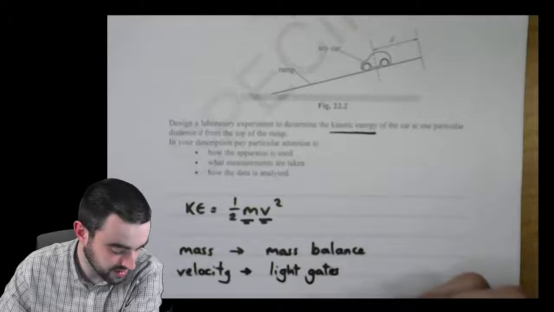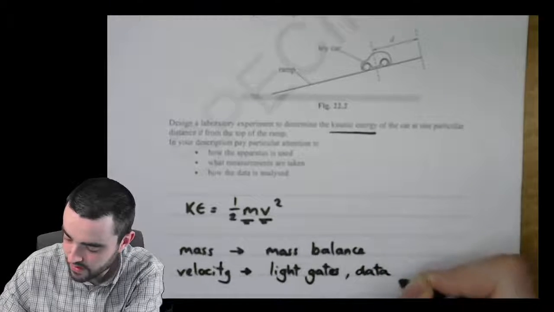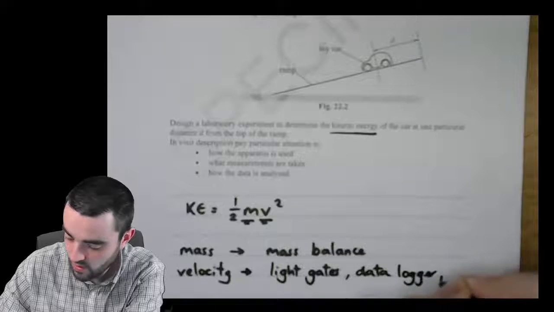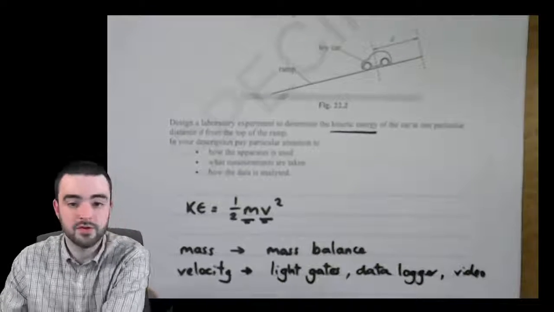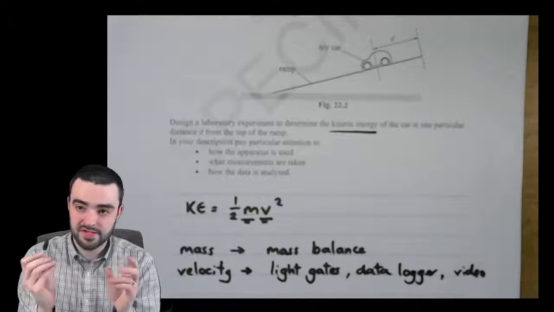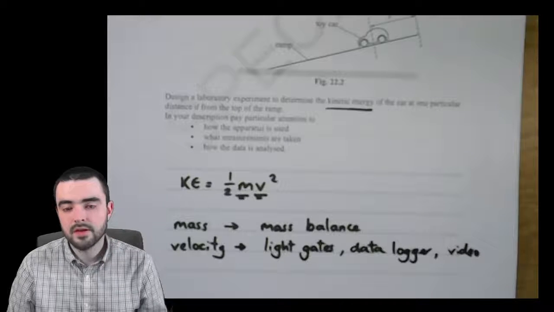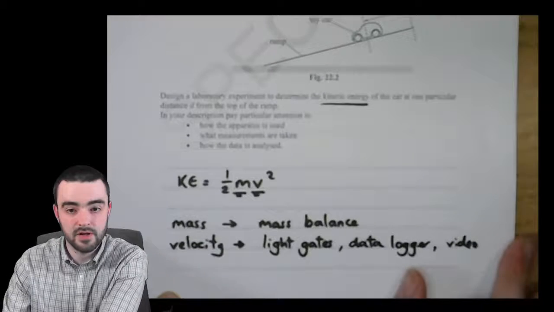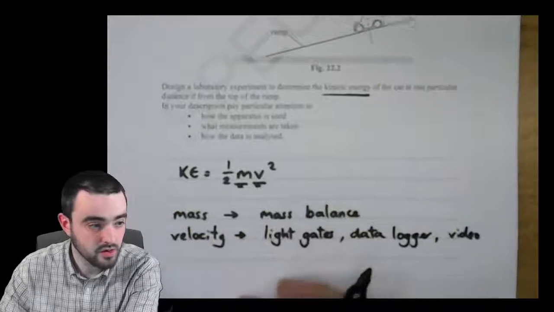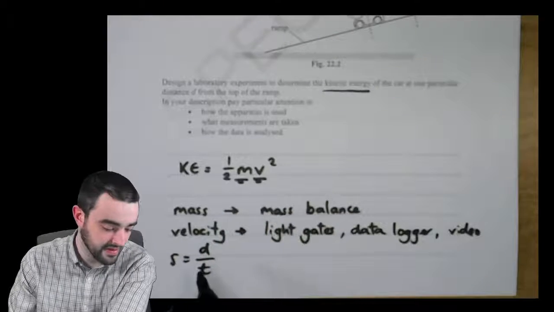Or you could measure using a data logger and light gate. Or you can measure using video techniques. If you took a video of it, you would then be able to see the number of frames, and that way you could work it out. You would need to say that the way you're measuring the velocity is that you're doing a speed equals distance divided by time calculation.